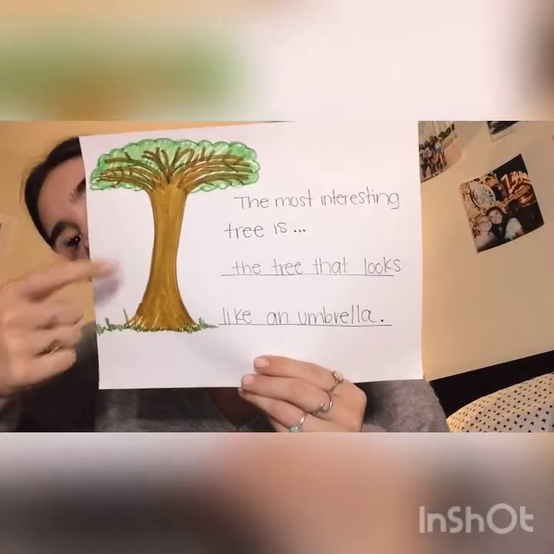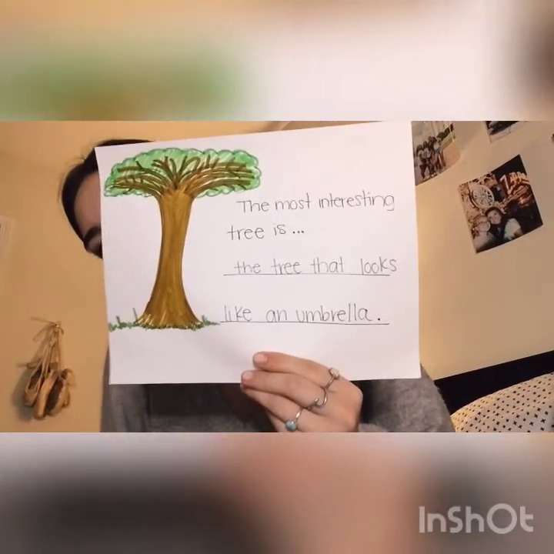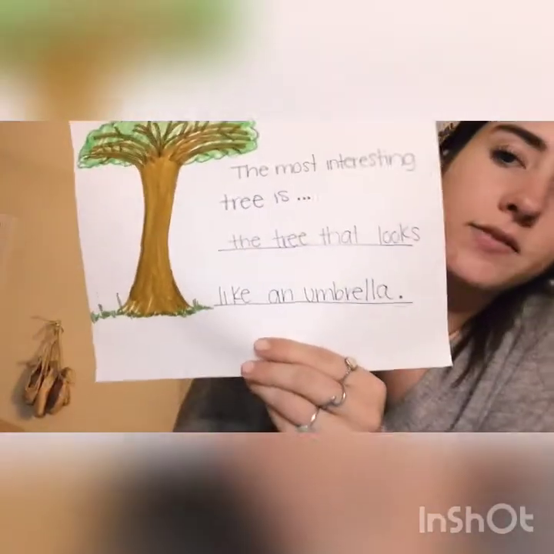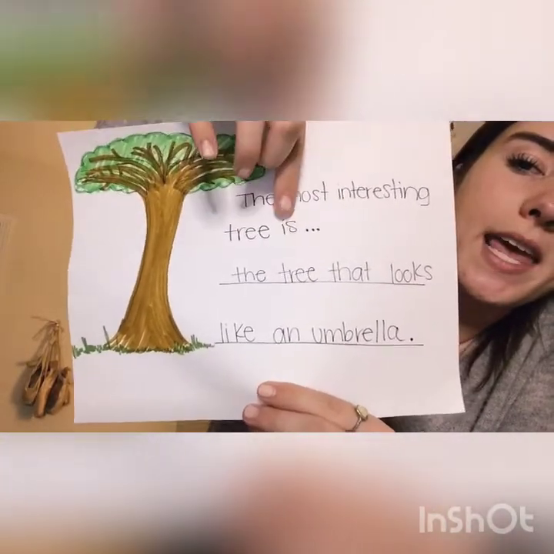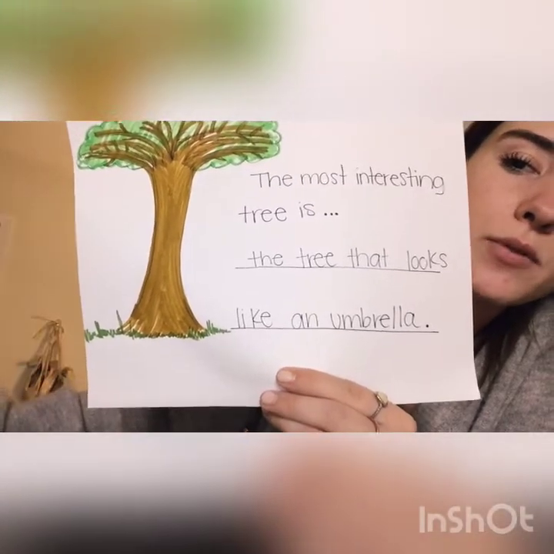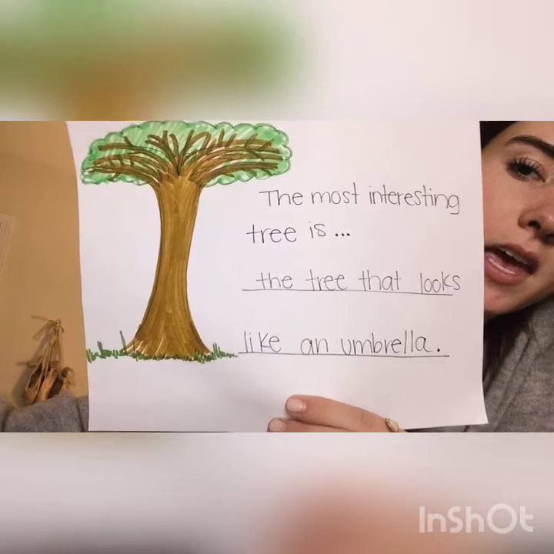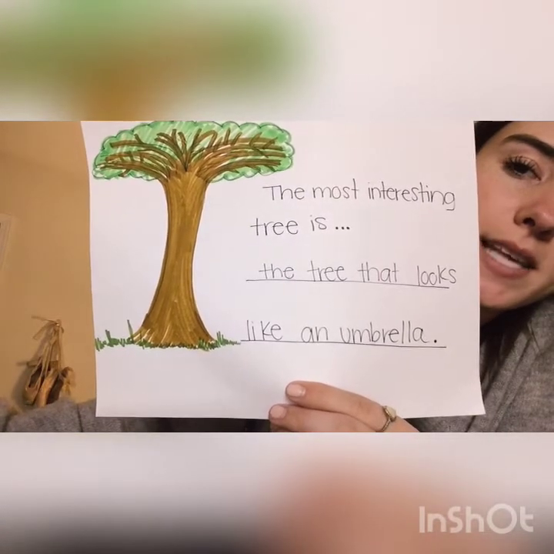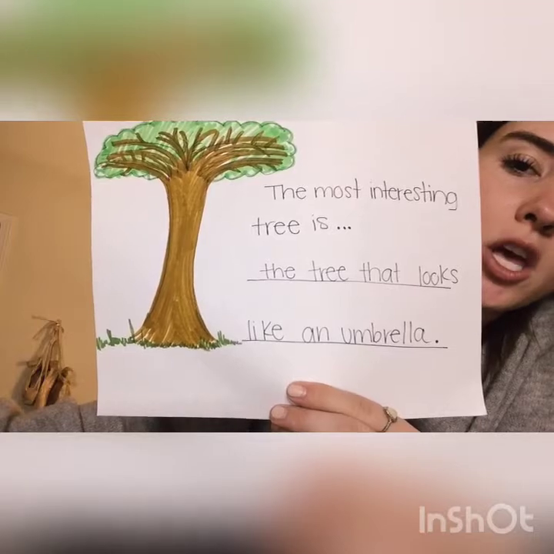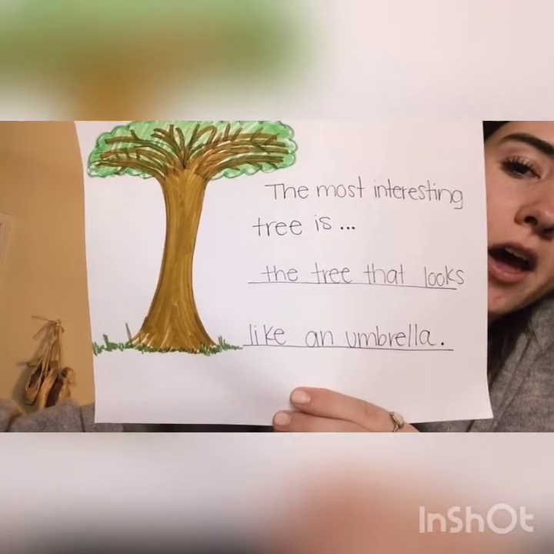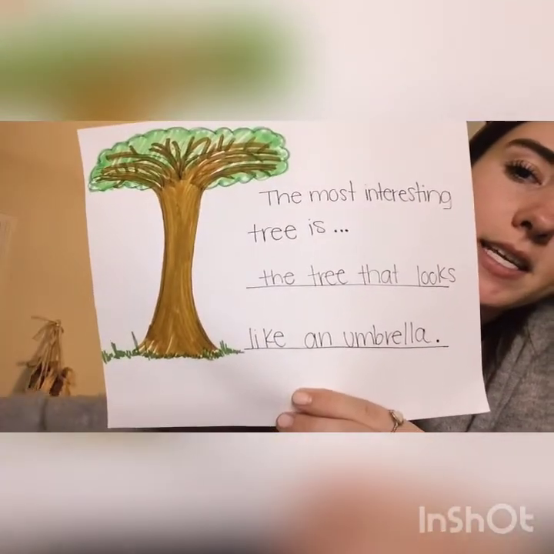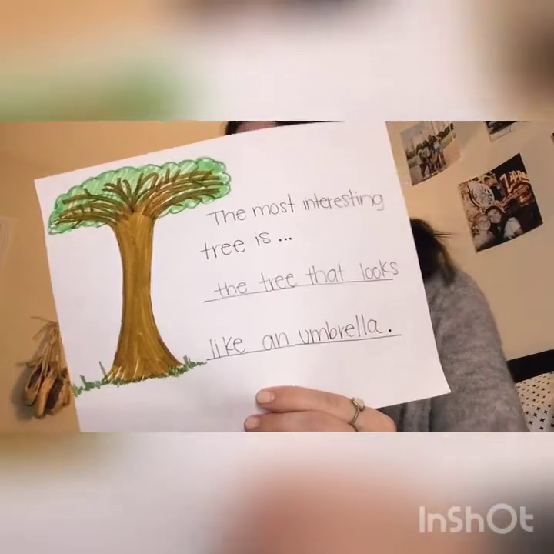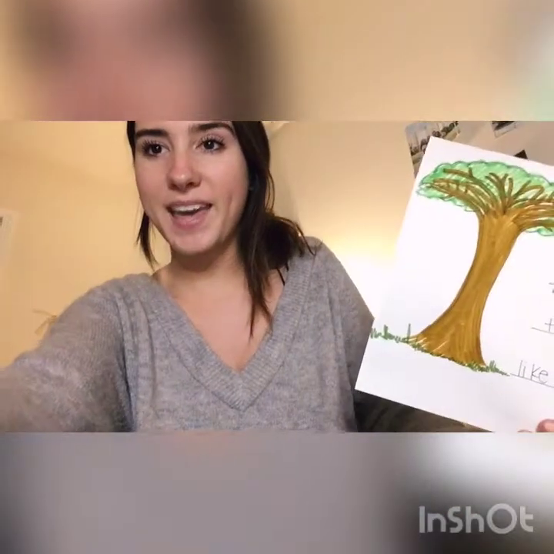And you're going to draw your picture just like this. And then you're going to write a sentence to match using this sentence frame. You're going to write, the most interesting tree is, and then you're going to tell me, what's the most interesting tree? Which one do you think is your favorite? So I said, the most interesting tree is the tree that looks like an umbrella. So I drew my umbrella tree and I wrote my sentence to match. So that's what we are working on in reading today.